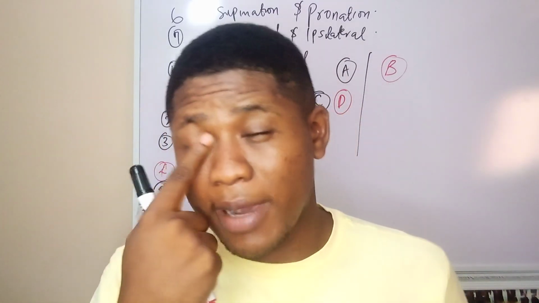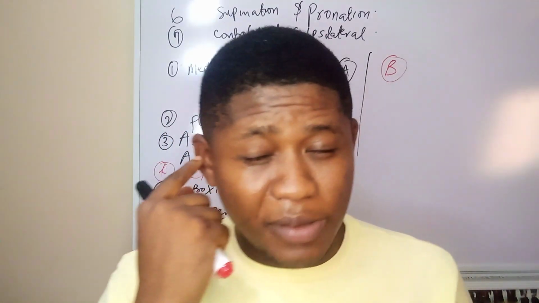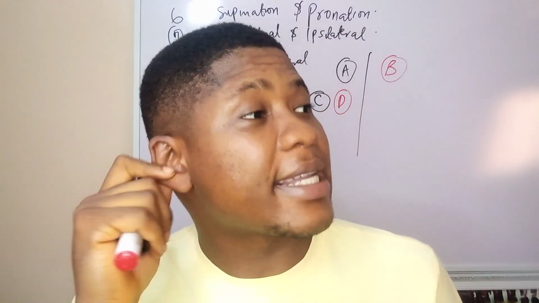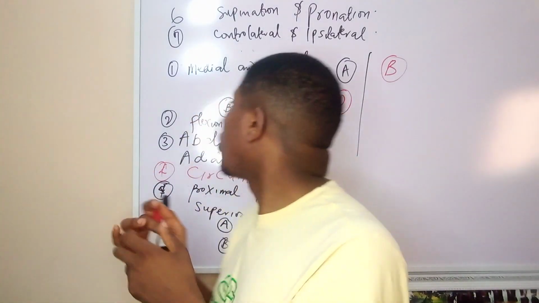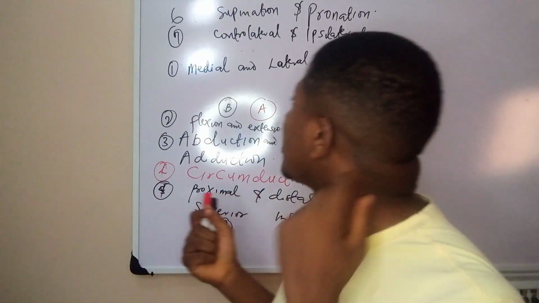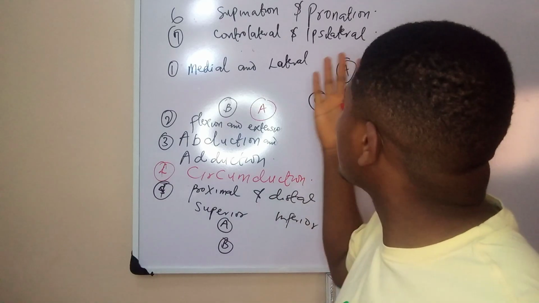For example, this is my right ear and this is my right eye. So my right eye is ipsilateral to my right ear, while my right ear is contralateral to my left eye. I think it's very simple. Okay, so thank you. This is the main thing that we have to know in anatomical terms and position.